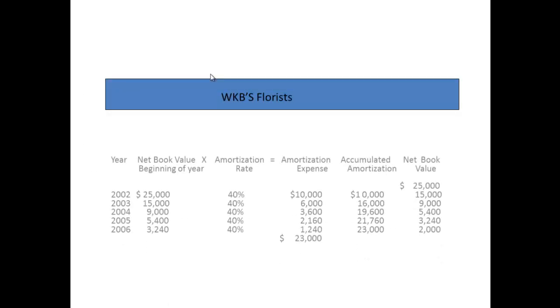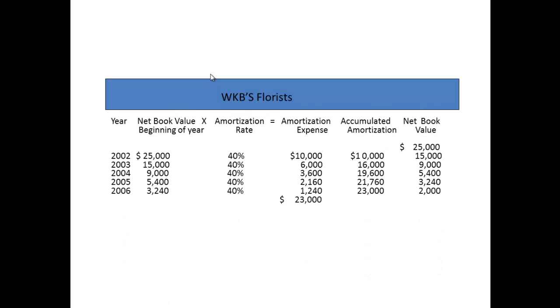Let's see an example for the calculation. For example, we use the question from before, WKB's Florist. So their first net book value is 25,000, and then we double their amortization rate, which was 20%, so it's 40%, and 25,000 times 0.4 will give us $10,000. That is the amortization expense for the year, but as you can see, the net book value is different. It's basically 25,000 minus the amortization expense, which gives us $15,000 for the new net book value.